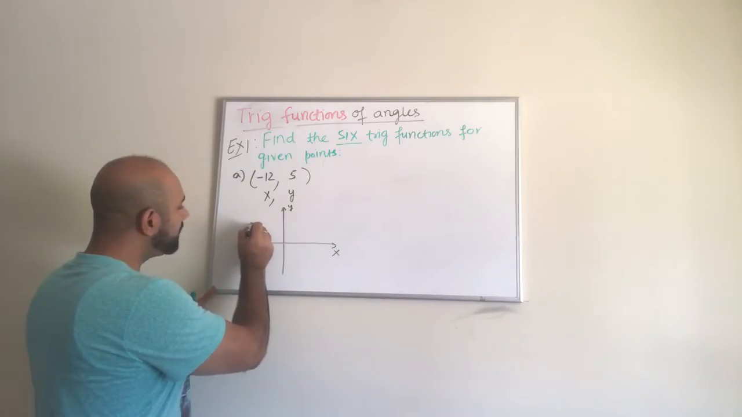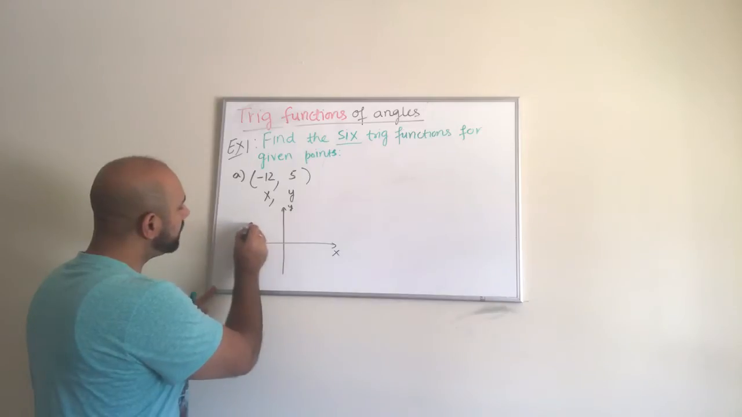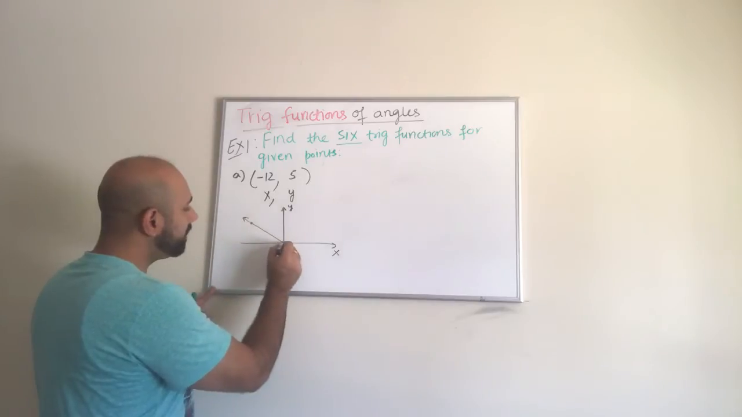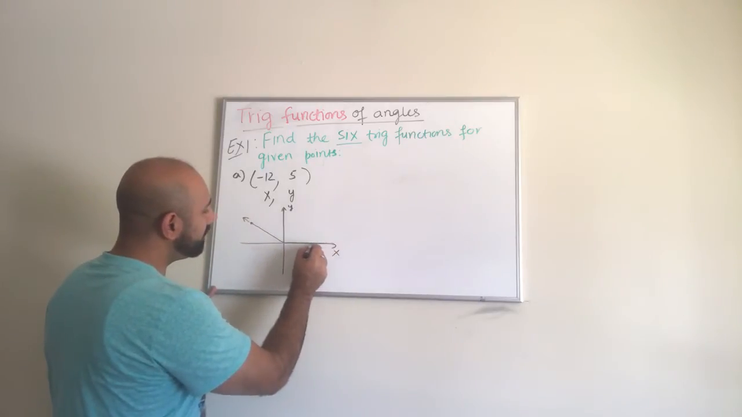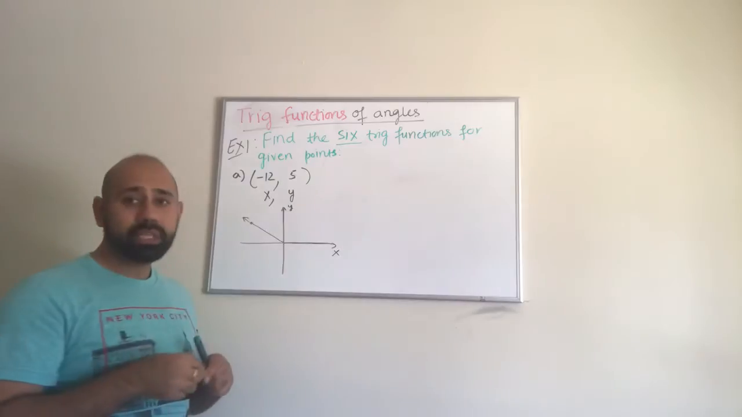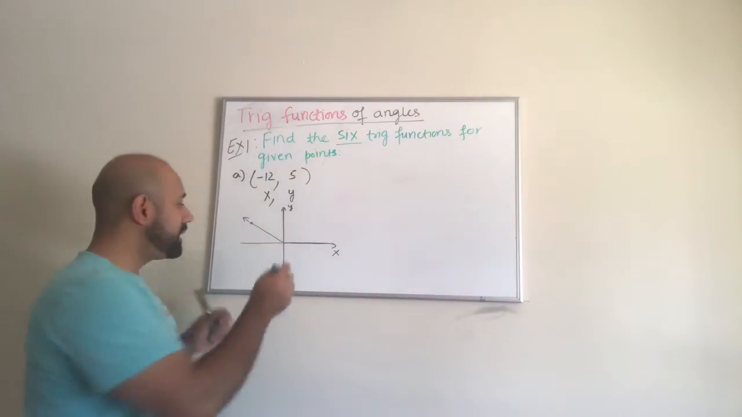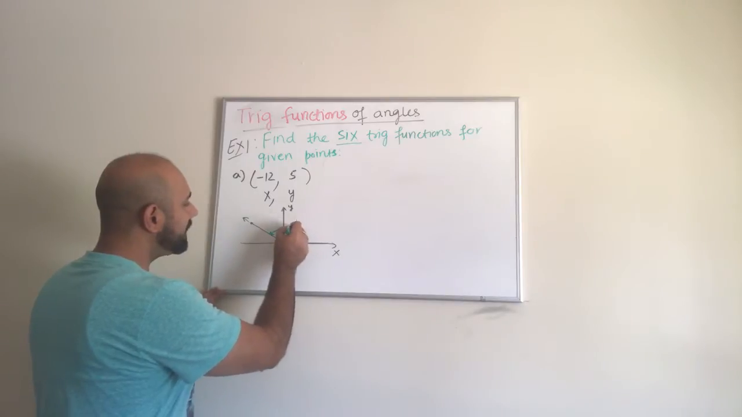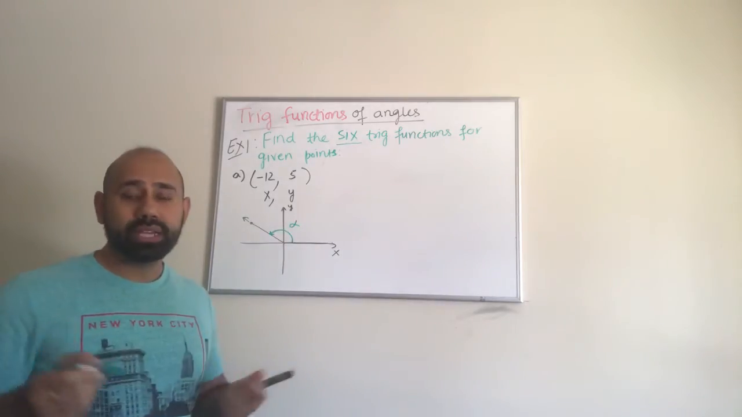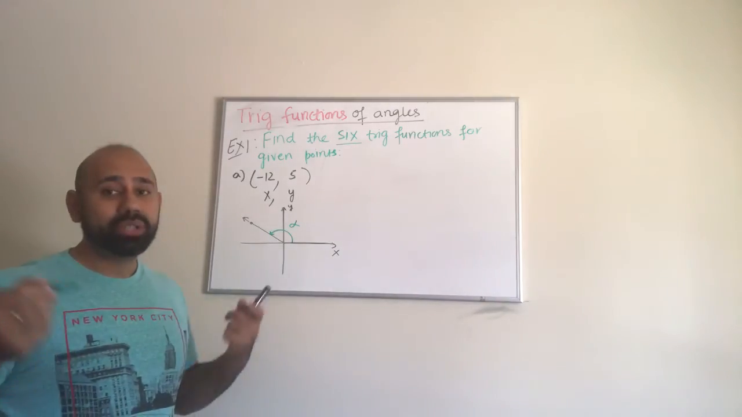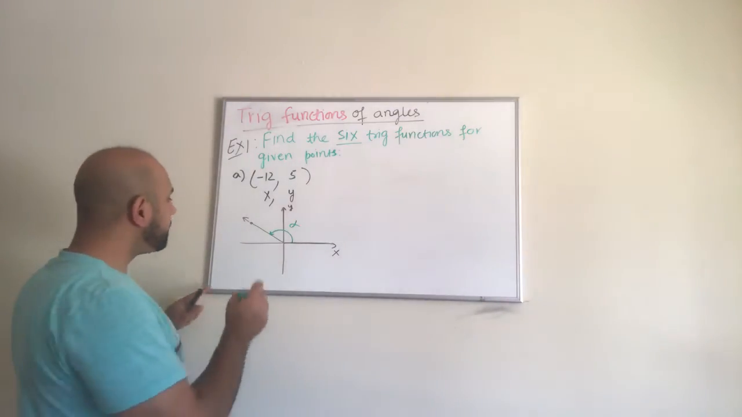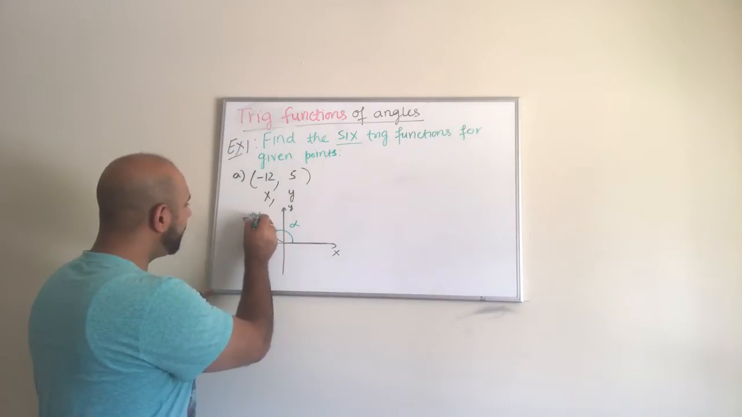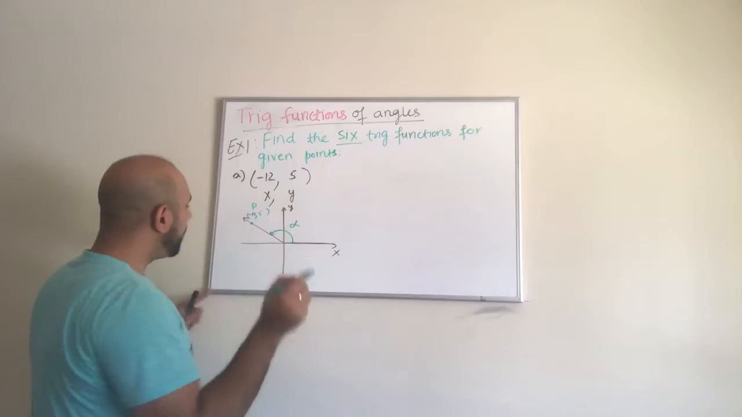If I join this point to the origin, we can think of this as a terminal side, and we always measure angles with this as our reference side. Most of the time we're going to measure angles in a counterclockwise direction. So the angle is going to be measured like this, and let us call that angle alpha. You're free to use any other Greek symbol or any other letter to denote that angle. I'm going to use alpha here. This is my -12 and 5. Let us call this point P. You can call it whatever you like.